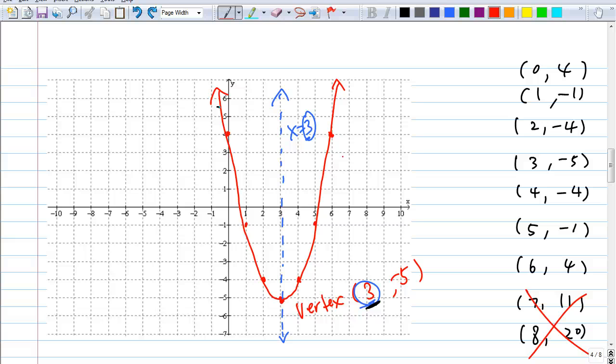So, everybody okay? You all have this graph? Okay. Anybody need more time? Raise your hand. Okay, I'll give you time.